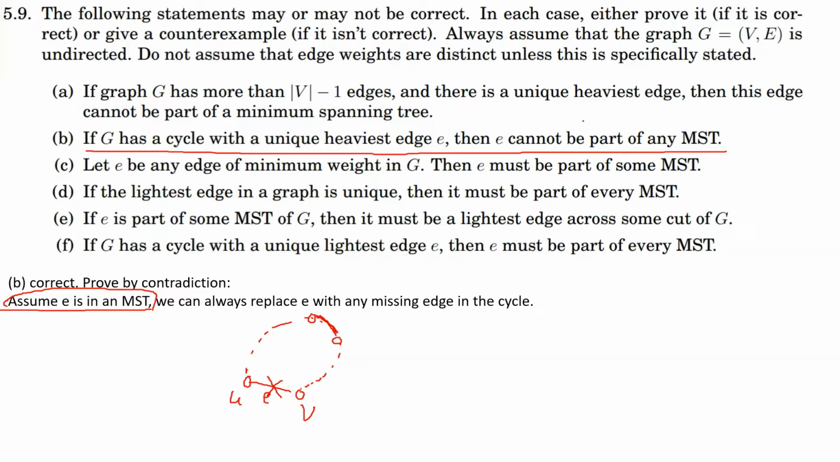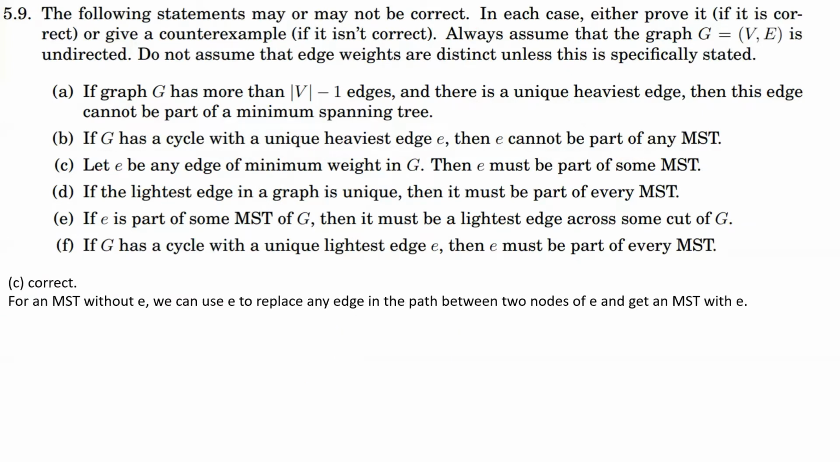Okay, and let's look at C. C is also correct. Let E be any edge of minimum weight, then E must be part of some MST. Some MST here means it doesn't necessarily appear in every MST, but in some of them. You can start with any MST without edge E. So let's say this is edge E, but it doesn't appear in an MST. And so its endpoints must be connected by some other edges.